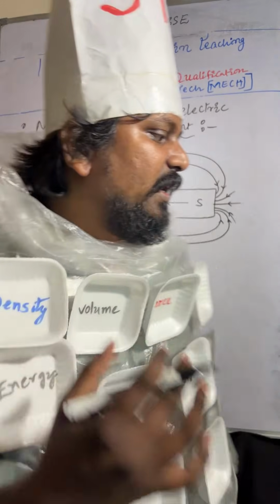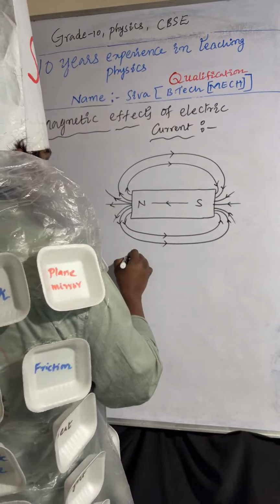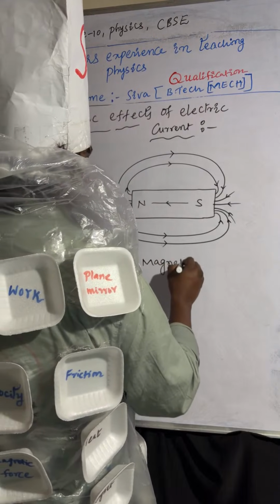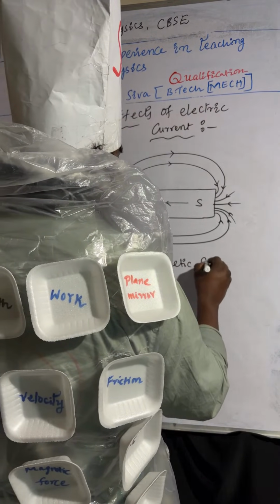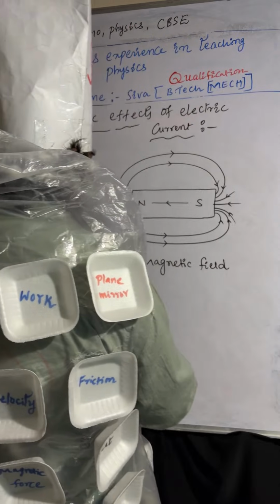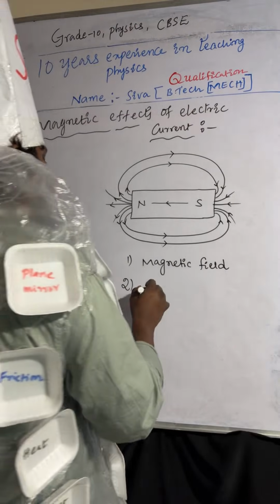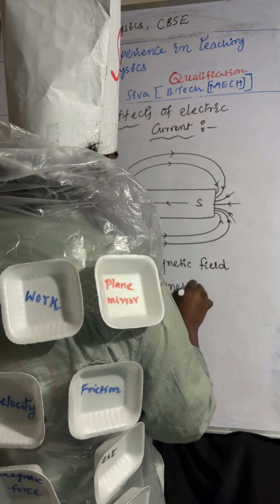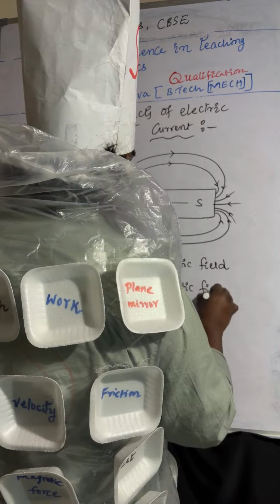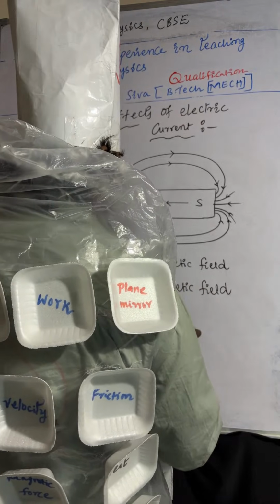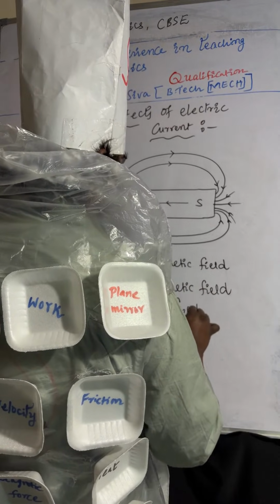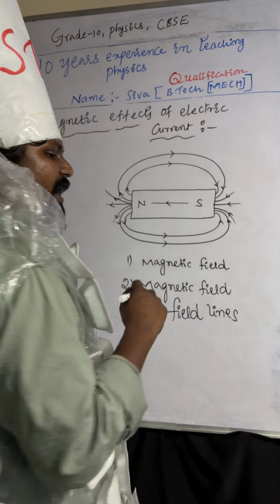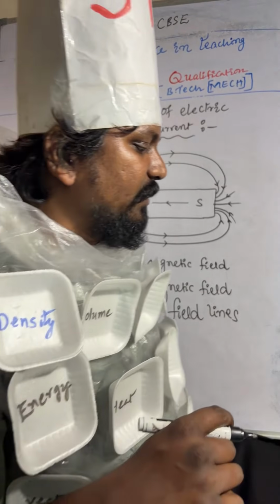Here we need to discuss two things. First one is the magnetic field. Second one is the magnetic field lines. So first, let us talk about the magnetic field.